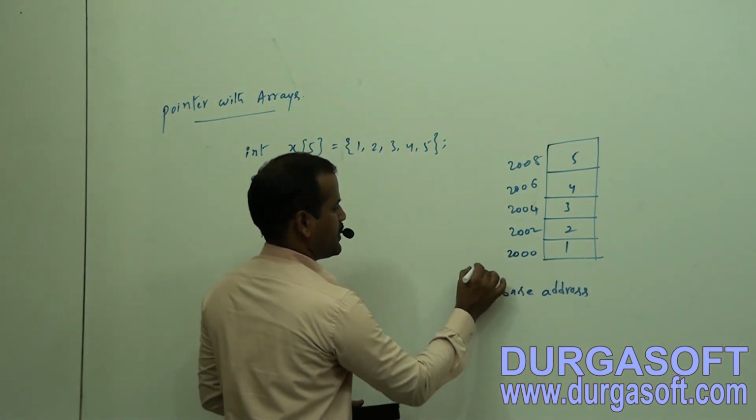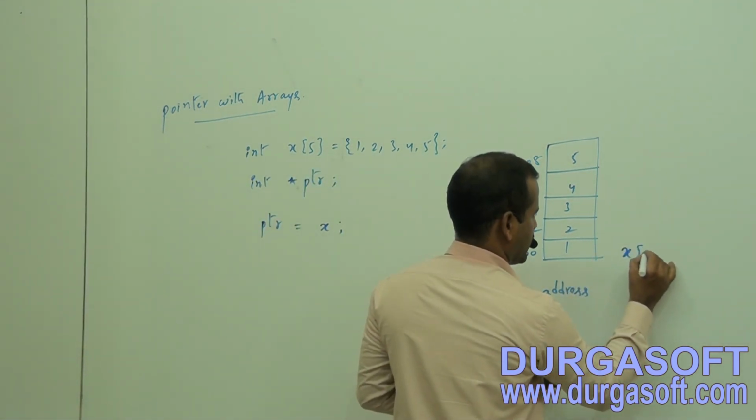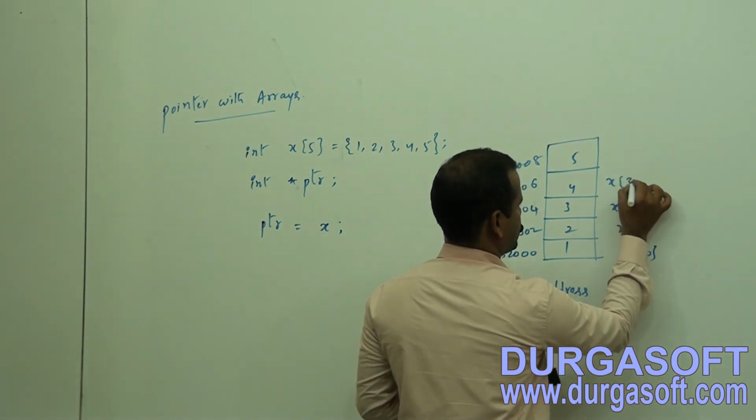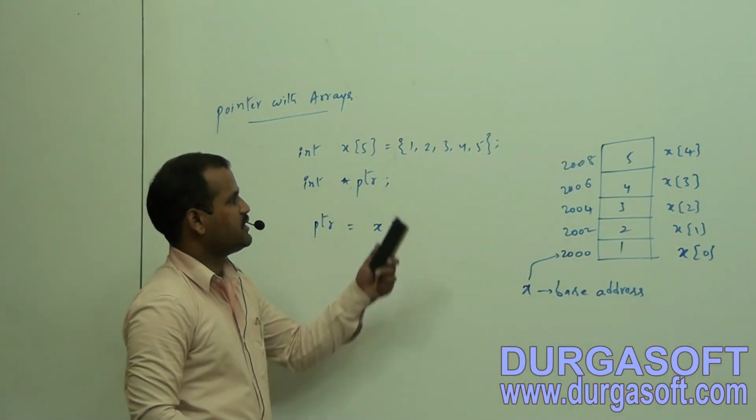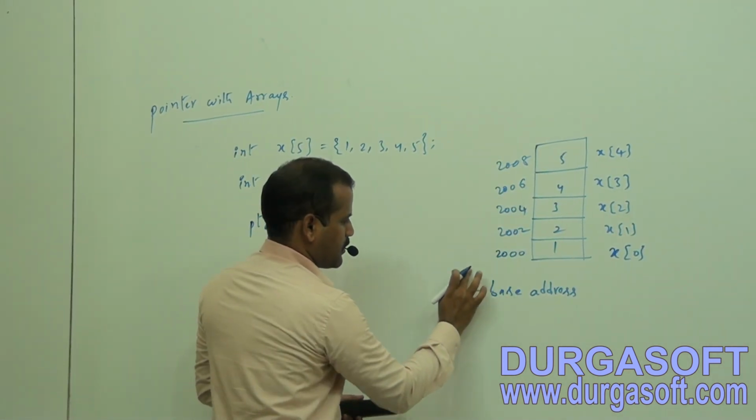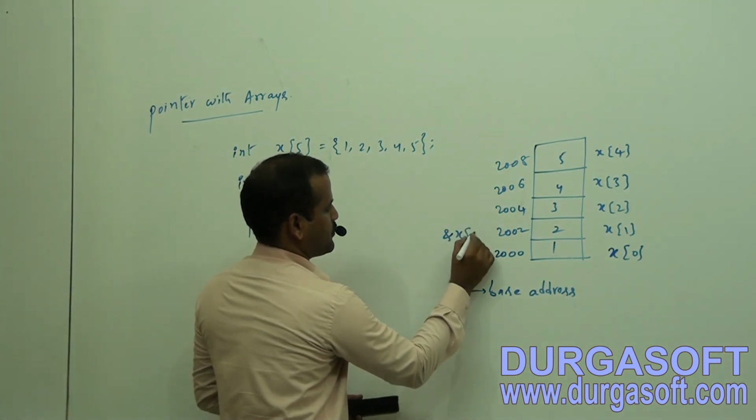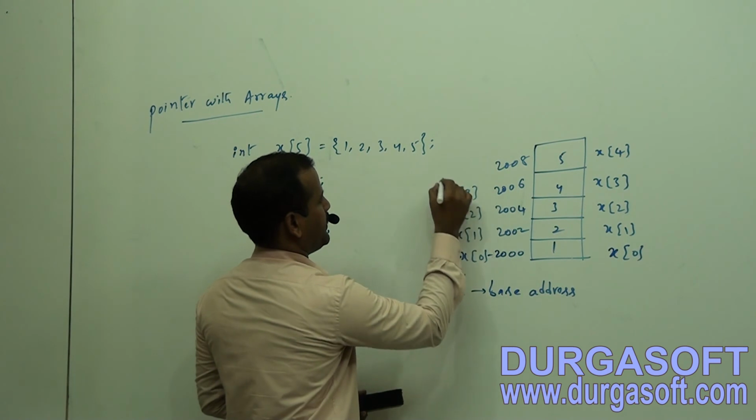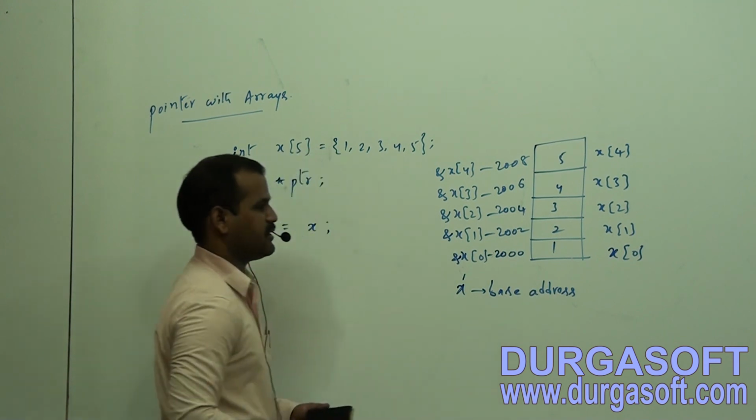Here it is indicating 2000 and the first element is x of 0, second x of 1, third x of 2, fourth x of 3 and last one x of 4. These are the 5 elements in this one-dimensional array with the corresponding addresses like this. So this is the address of x of 0, address of x of 1, this is the address of x of 2, address of x of 3 and address of x of 4. The corresponding addresses will be like this.